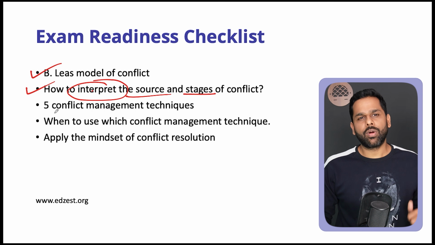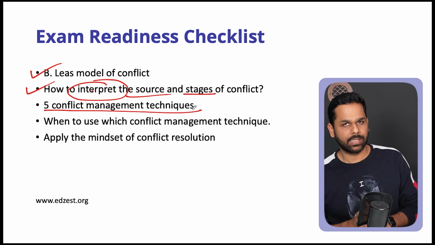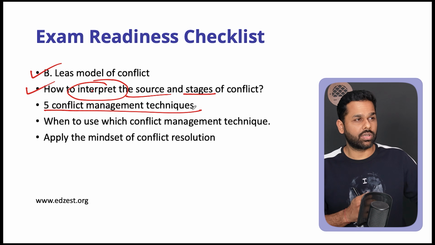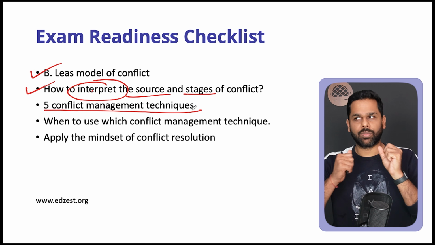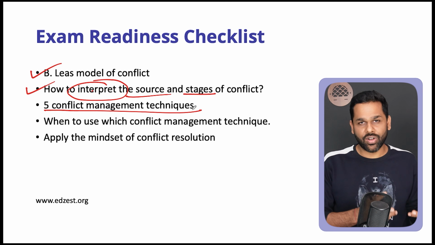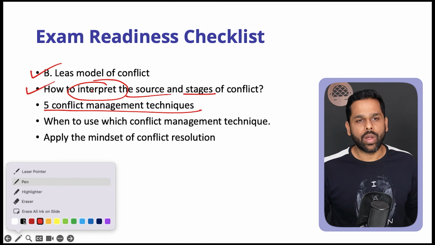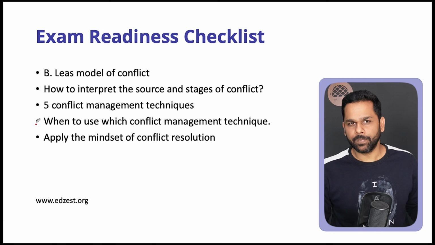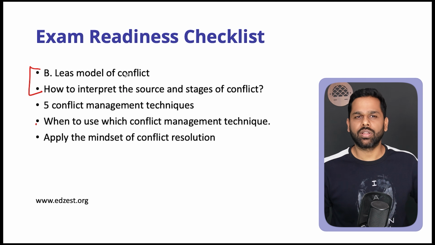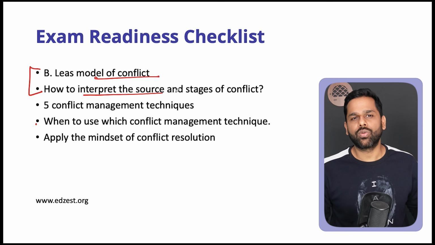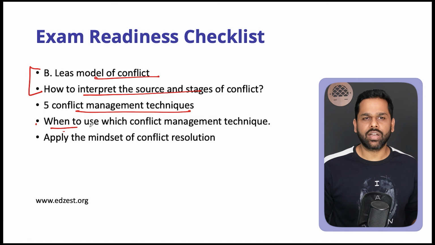Then you also should know about all the 5 conflict management techniques. We talked about collaboration, we talked about compromise, we talked about force, we talked about direct, we also talked about withdraw, right? So there are 5 conflict techniques. You should know about them, and you should know when to use which. Right? So first, understand about the model of conflict and understand how to interpret it. Then understand the management techniques and also understand when to use what.